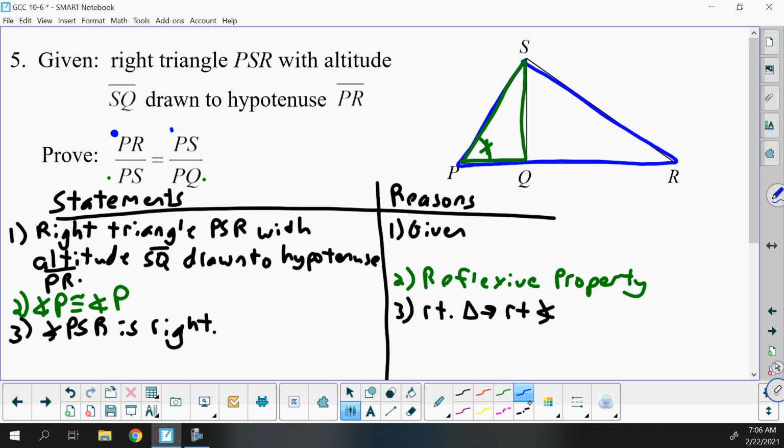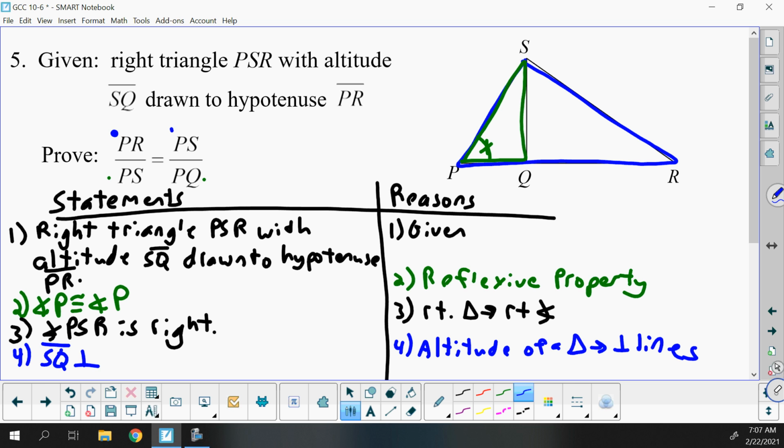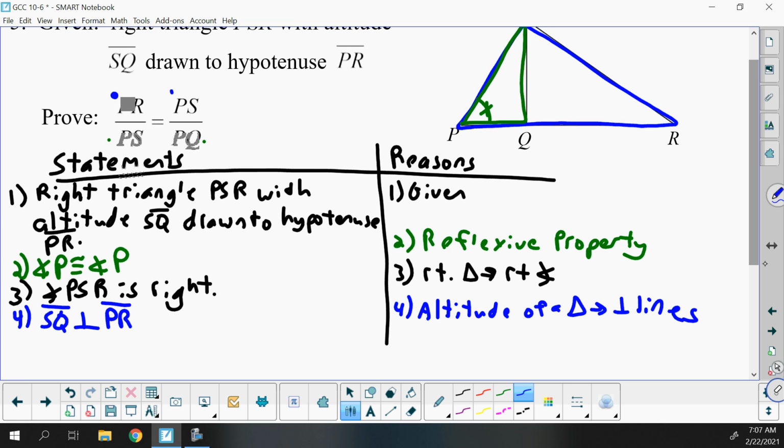But we also have an altitude. So we can do altitude of a triangle implies perpendicular lines. Our altitude was SQ, so we'll have SQ is perpendicular. They said that was drawn to hypotenuse PR, so SQ is perpendicular to PR. Then we've got perpendicular lines imply right angles.